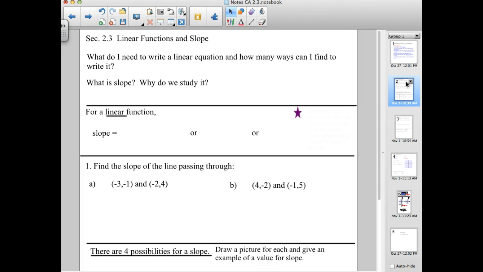All right, so at your tables, talk about what kinds of information you need to know if you're going to write an equation for a line. All right, what did you come up with? Slope, okay. What else? Y-intercept. Anything else?